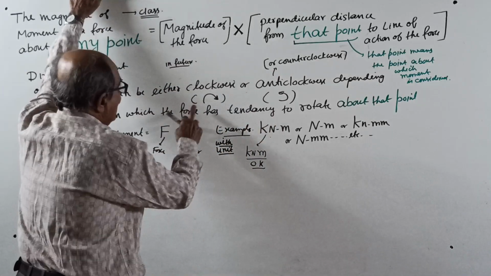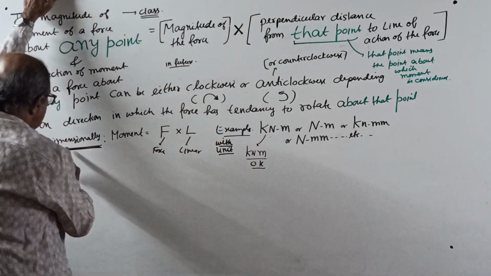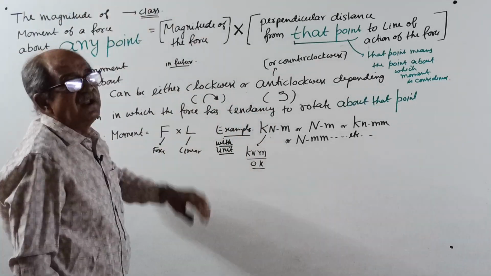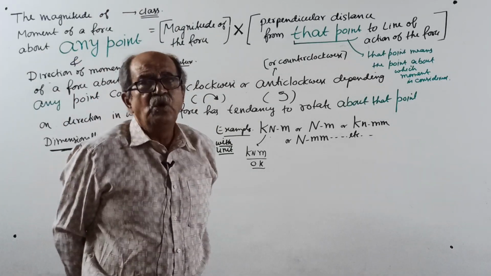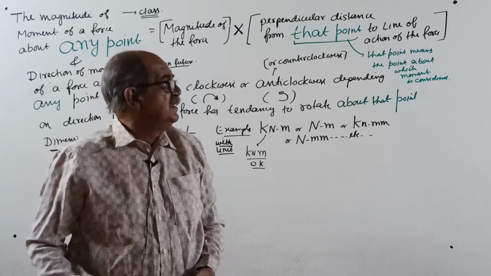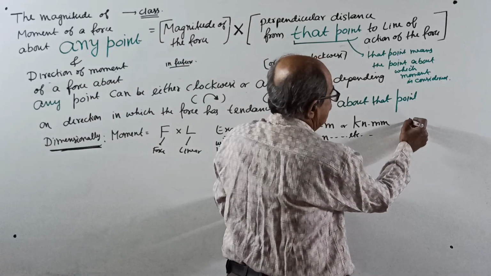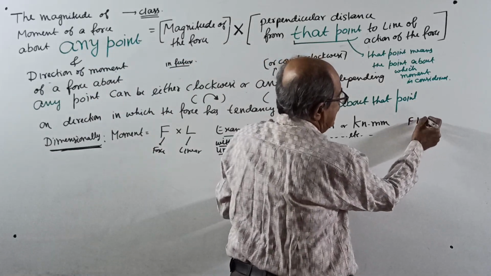Okay, now, I told clockwise, anti-clockwise. Now, dimensionally, the dimension is required to decide the unit. Basic dimensions are force, length and time, FLT. Force, length and time.